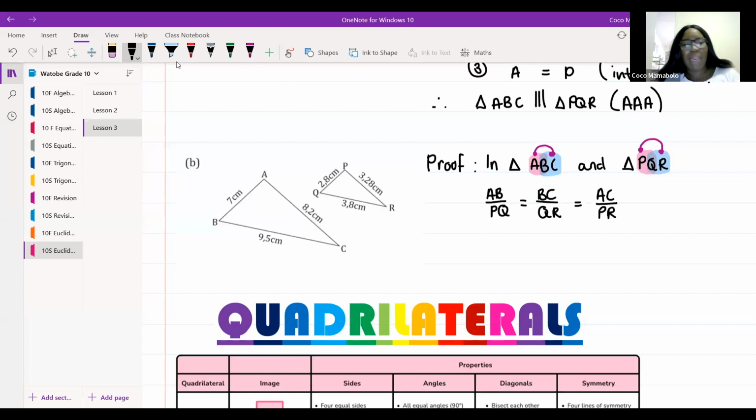So I'm going to go ahead and replace things. AB, which is 7, over PQ, which is 2.8, is equal to BC, 9.5, over QR, 3.8, is equal to AC, which is 8.2, over PR. All right. Punch all of them into your calculator, one after the other, and tell me what you get. 7 over 2.8, how much do we get, guys? Punch it into your calculator and give me an answer.